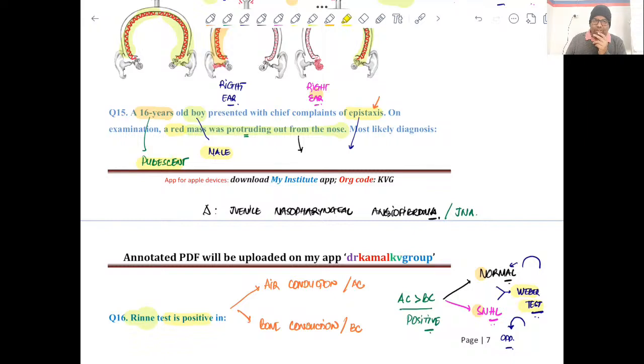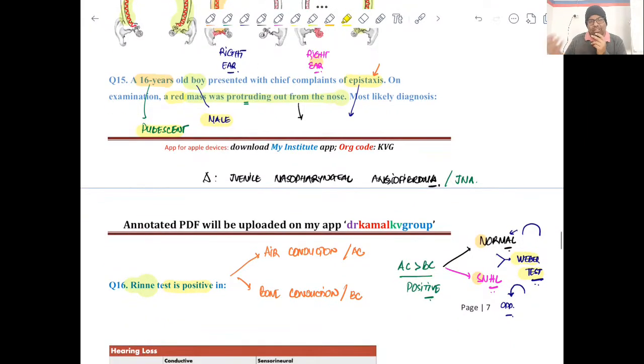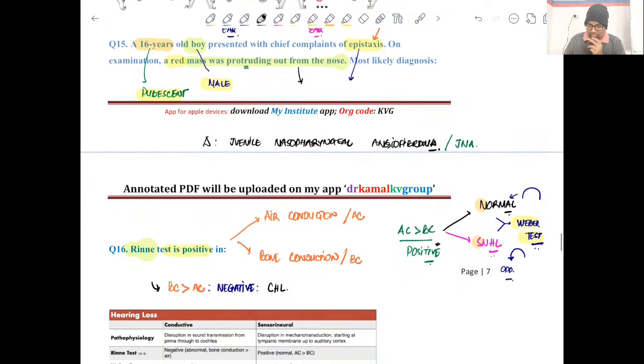In a negative test, we need not go for the Weber test, because it is clear that if bone conduction is more than air conduction, the test is negative, and this suggests that the person is having conductive hearing loss. So here we need not go further, but especially in a positive test, we have to go for the Weber test.